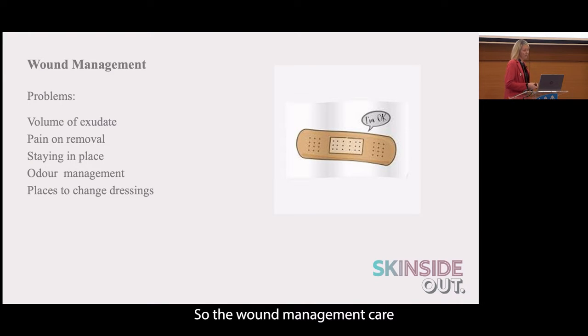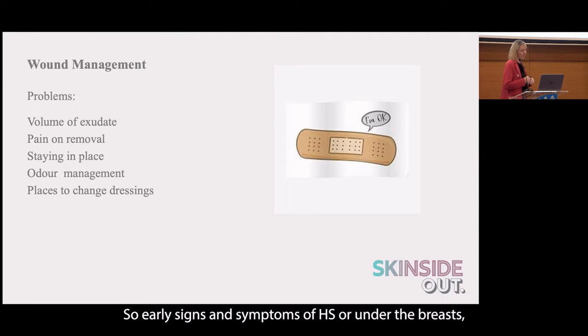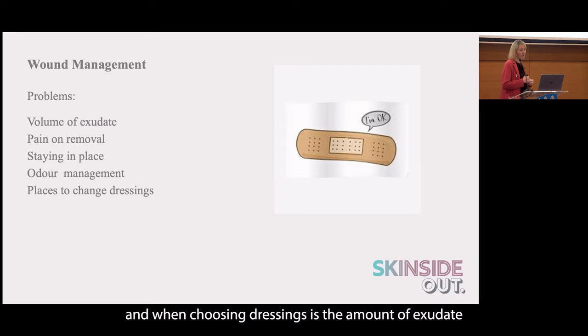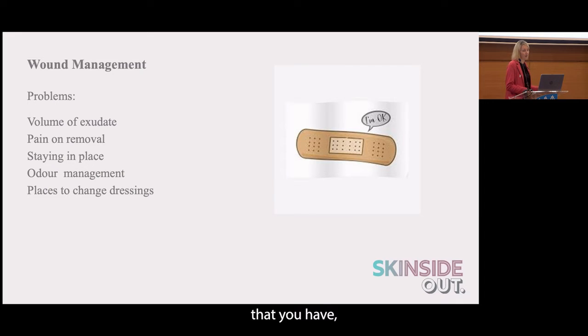So wound management care can be tricky for each lesion, and it may be difficult because the wounds are at different stages. Early signs and symptoms of HS, for example under the breast, include pain. You can actually get itching prior to any flare of your HS, and you can get excessive sweating, which may occur 12 to 48 hours prior to a lesion appearance. So it's little things like that that can give you notice that you are going to have a flare.